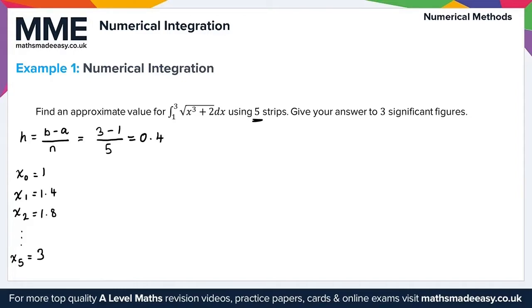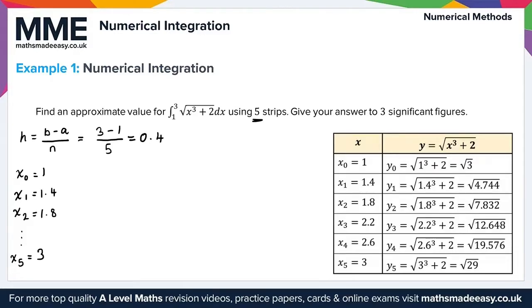We can now work out the corresponding y values, which represent the heights, using the following equation: y equals the square root of x cubed plus 2. What we obtain is the following table of values. When x is 1, y is the square root of 3. When x is 1.4, y is equal to the square root of 4.744.